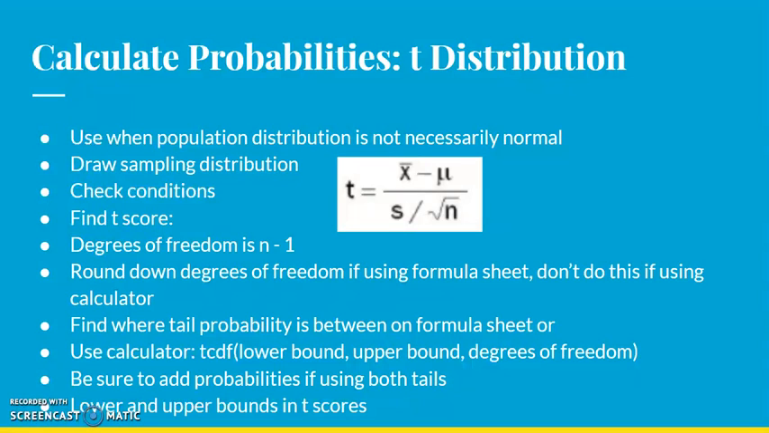So next, you find where the tail probability is between on the formula sheet, or if you're using a calculator, you use the following command: tcdf, in parentheses, the lower bound, comma, upper bound, comma, and then your degrees of freedom. And the lower and upper bounds are in t-scores, which is why you have to find the t-score. And if you're using both tails, be sure to add the probabilities together.